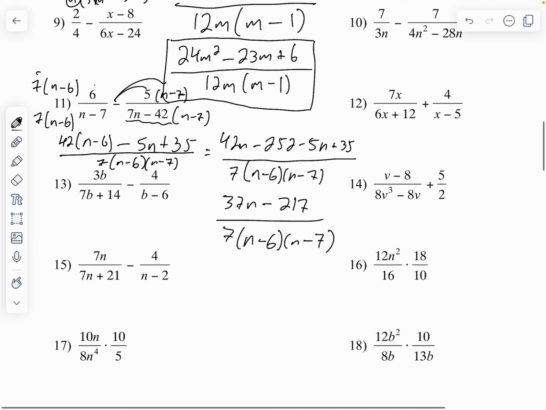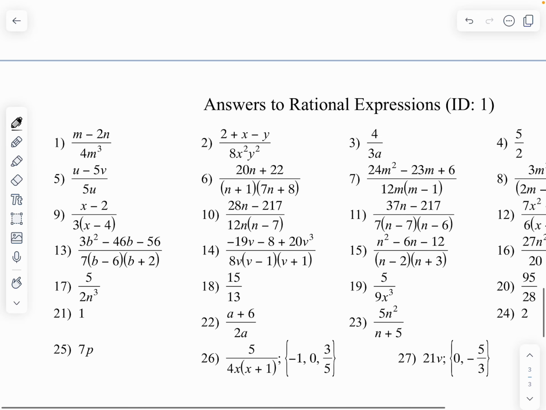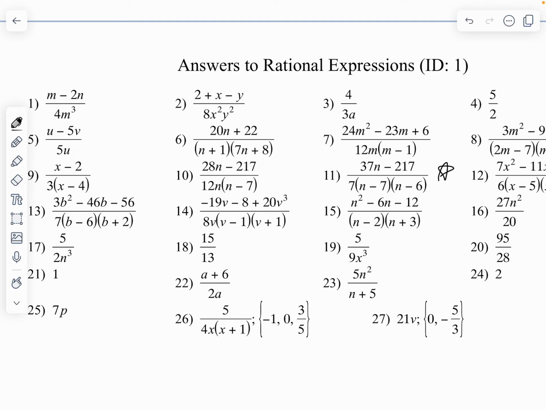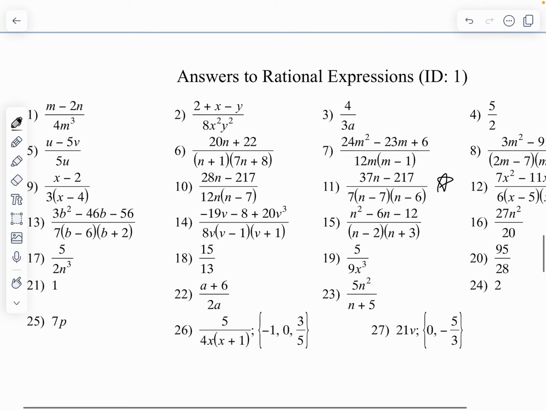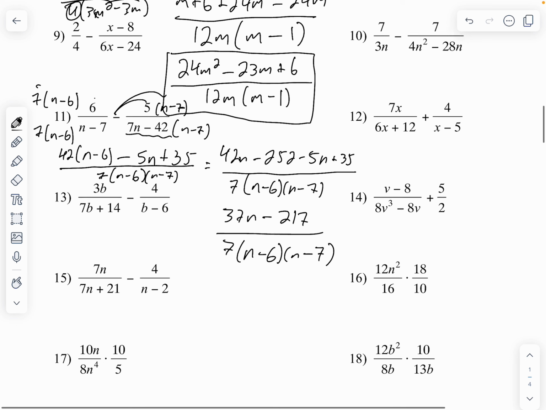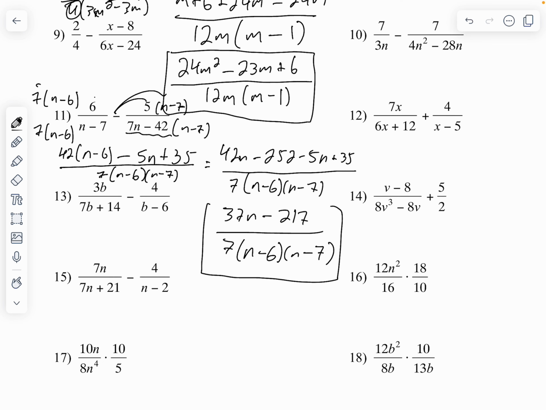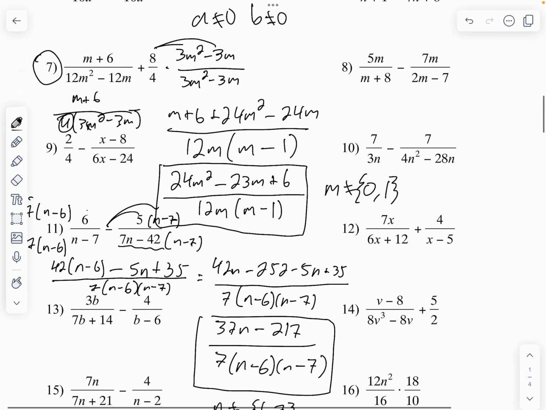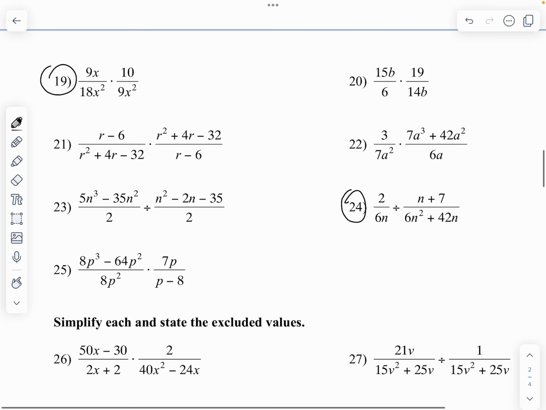Let's see how we did. So what was that, number 11? 37n minus 217 over 7 times n minus 7 times n minus 6. Yep. Wow, what a mess, but we got there. Domain restrictions, I haven't been writing them. Here, m can't be 0 or negative or positive 1, excuse me. Here, n cannot be 6 or 7. Did I get the last one? Yeah. Okay, a couple more here.